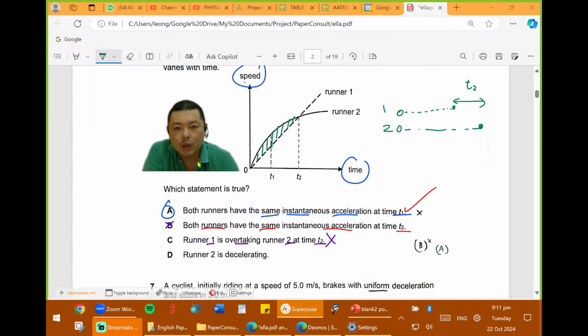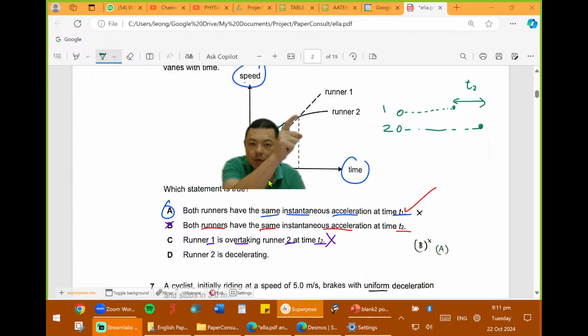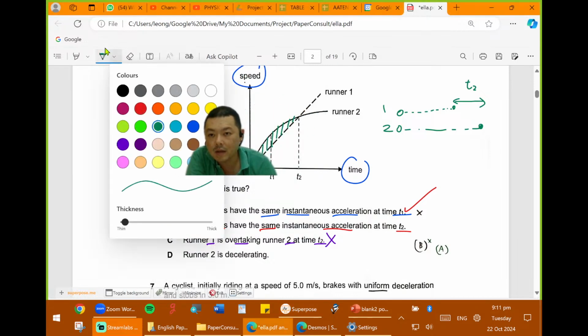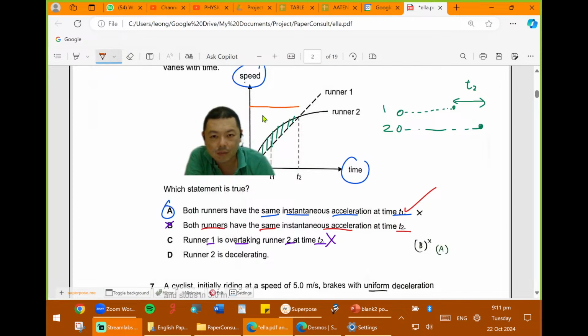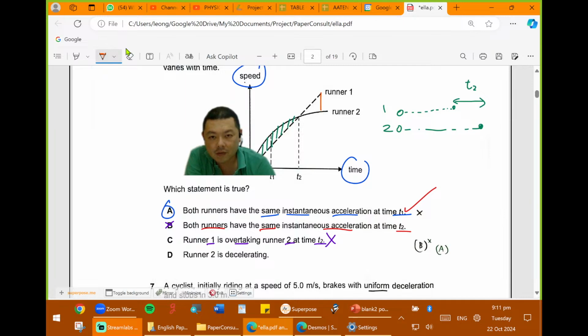So now the problem is, what's going to happen next? So let's look at what happens after t2. After t2, runner 1 has a greater speed than runner 2. So the speed of runner 1 is this much now, and the speed of runner 2 is like this much now. So you can see that runner 1 is now faster than runner 2. And in fact, the difference here, you see this area here?